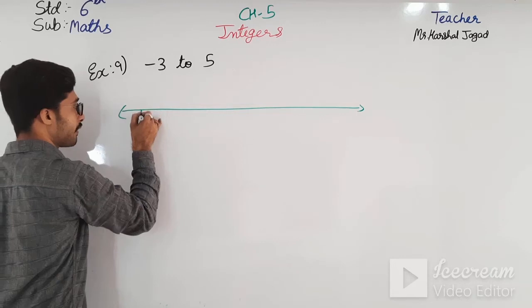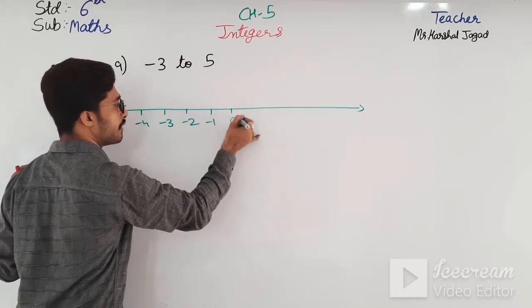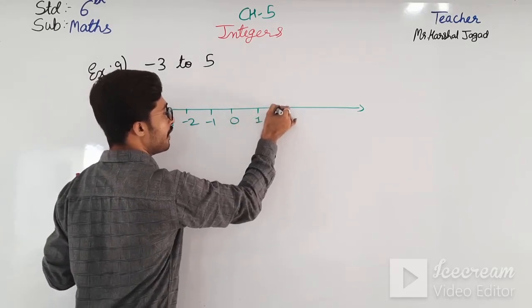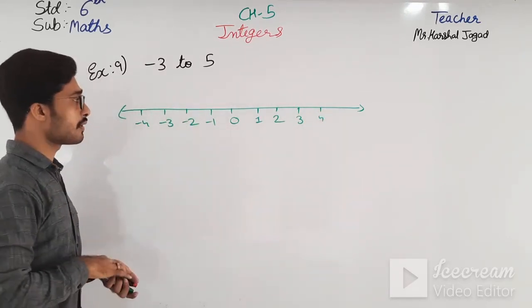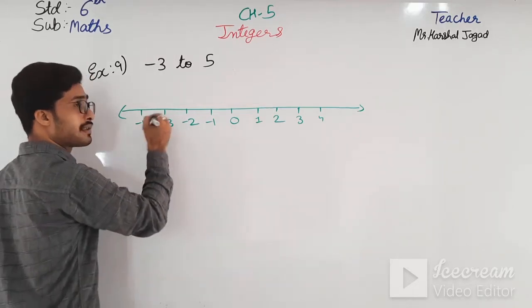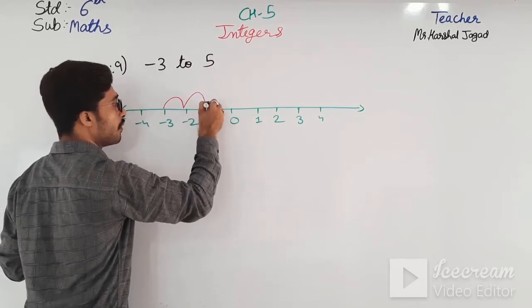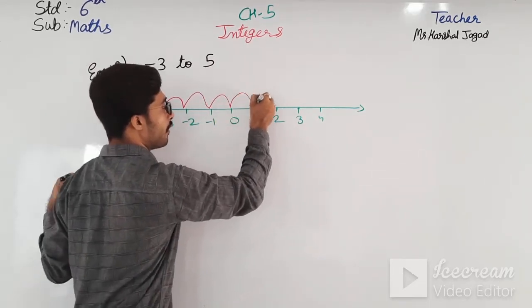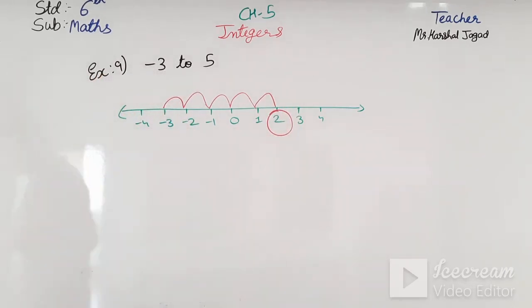So I will start with -4, -3, -2, -1, 0, 1, 2, 3, 4. In that, what they have told us is to add -3 plus 5. So 1, 2, 3, 4, 5. So our answer will be 2, our answer will be plus 2. See here, it is represented on the number line.